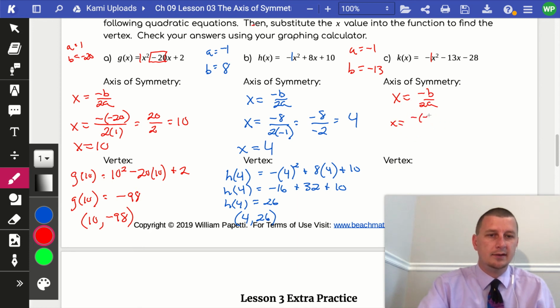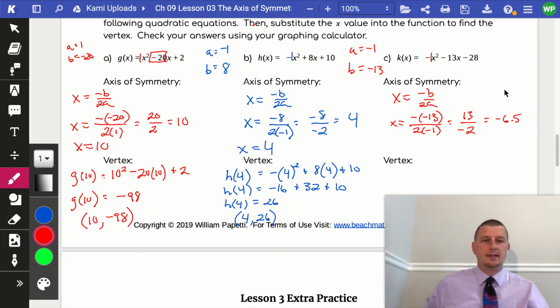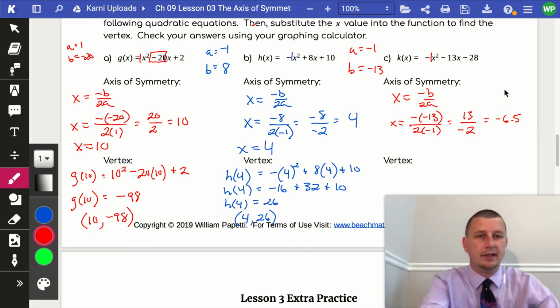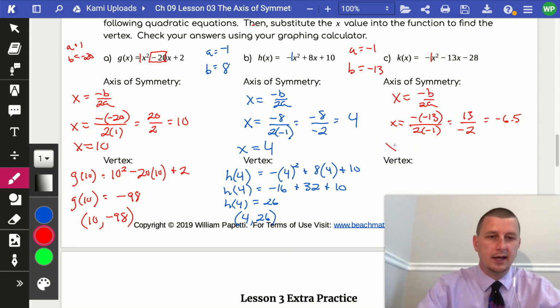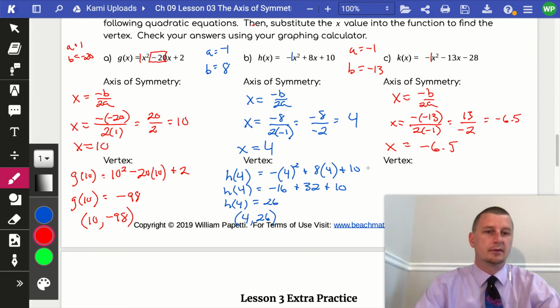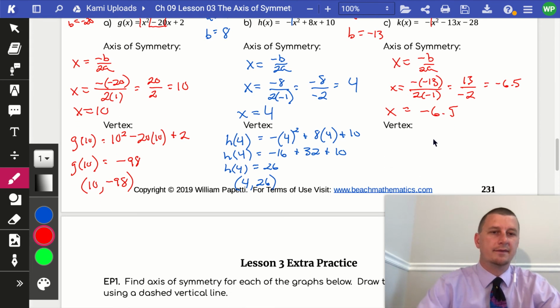Negative b, which is negative 13, divided by 2 times negative 1. Well, a negative 13 is going to be positive 13 divided by negative 2. And that's going to give us a negative 6.5 as our axis of symmetry, which we could rewrite a little bit neater as just the axis of symmetry of x equals negative 6.5. All right.